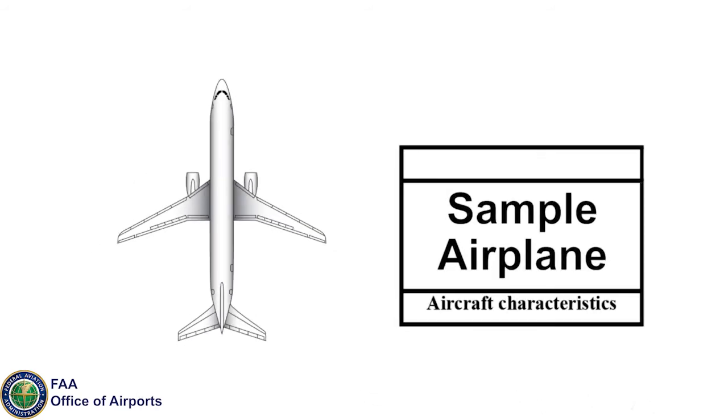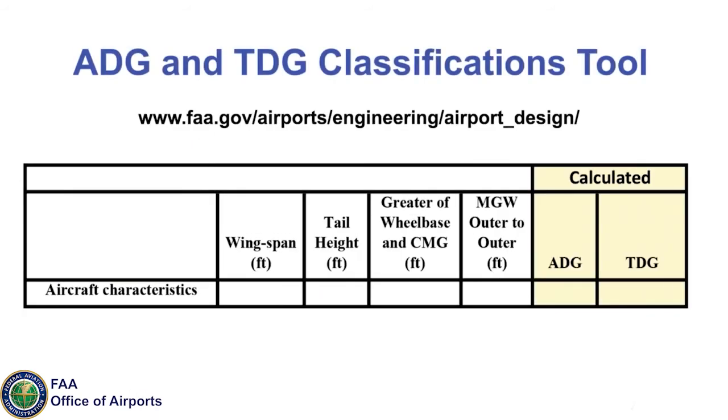A third method to determine an aircraft's TDG is to use the FAA Airplane Design Group ADG and TDG Classifications tool on the FAA's Airport Design Tool website. This tool automatically calculates the ADG and TDG of an aircraft when its dimensions are entered.